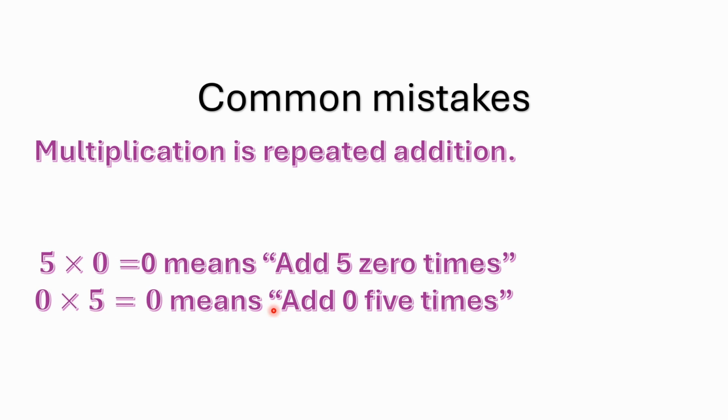But what they forget is, again, multiplication is repeated addition. 5 times 0 means add 5 0 times. If I add 5 0 times, I'm going to get 0.